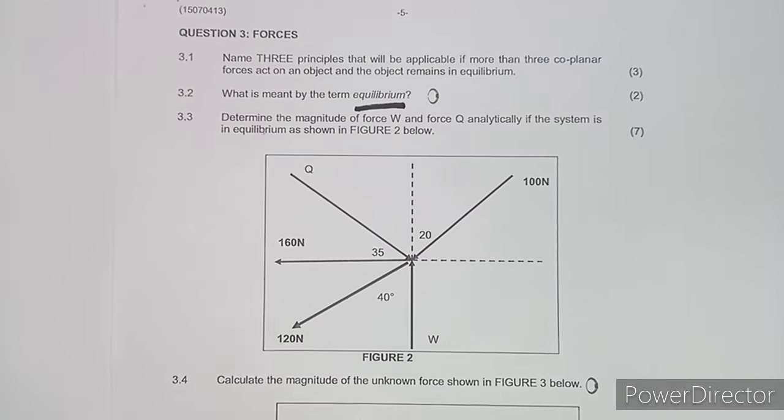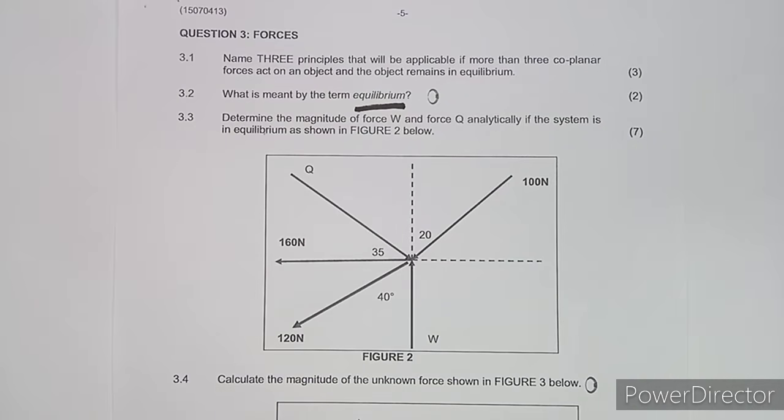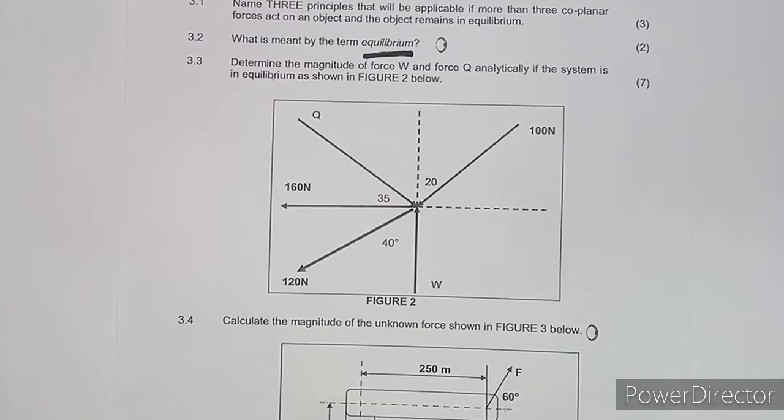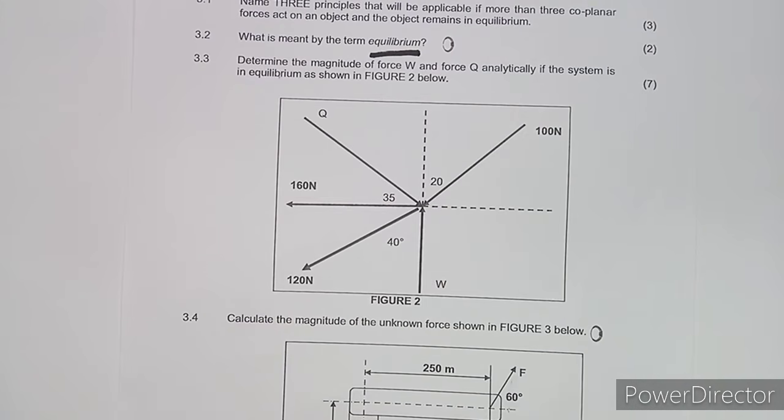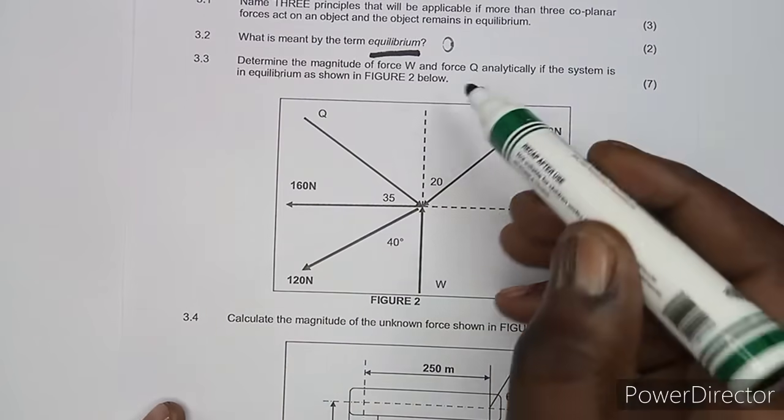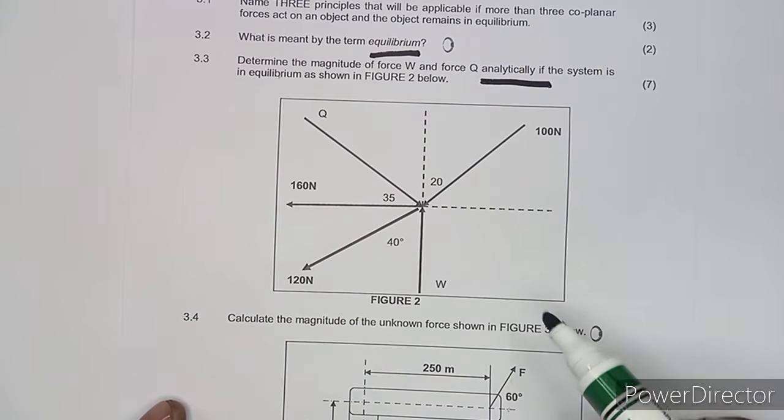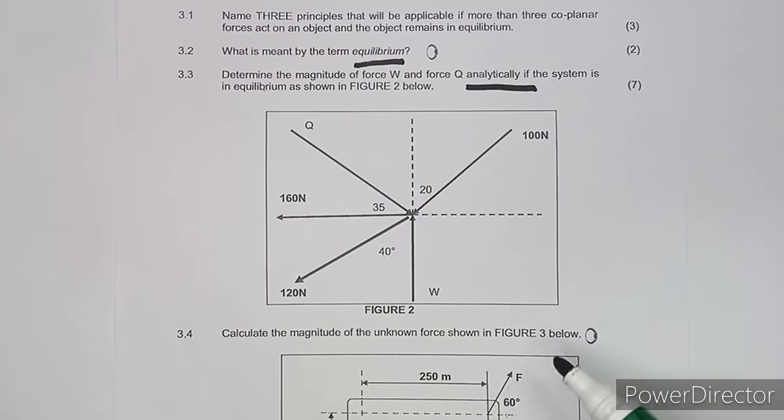All right, so let's see the calculations now. The first part we are given: determine the magnitude of forces W and Q analytically, which means by calculation, not by using diagrams, but by calculation, that is analytical, if the system is in equilibrium as shown in Fig 2 below. All right, so this is the system that we are given here.